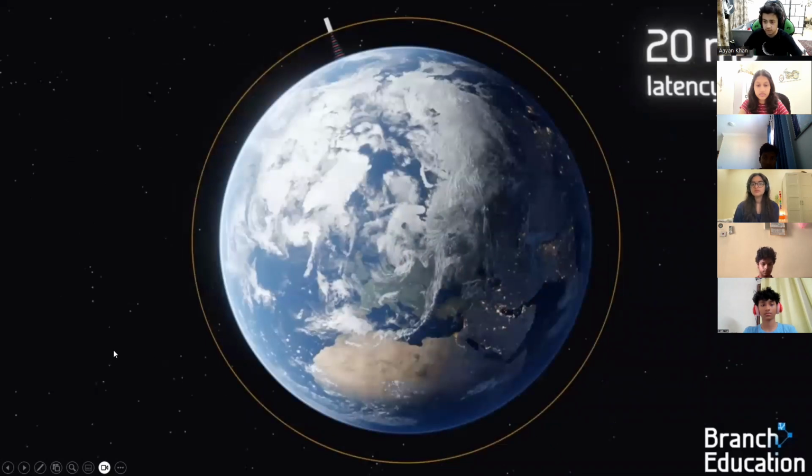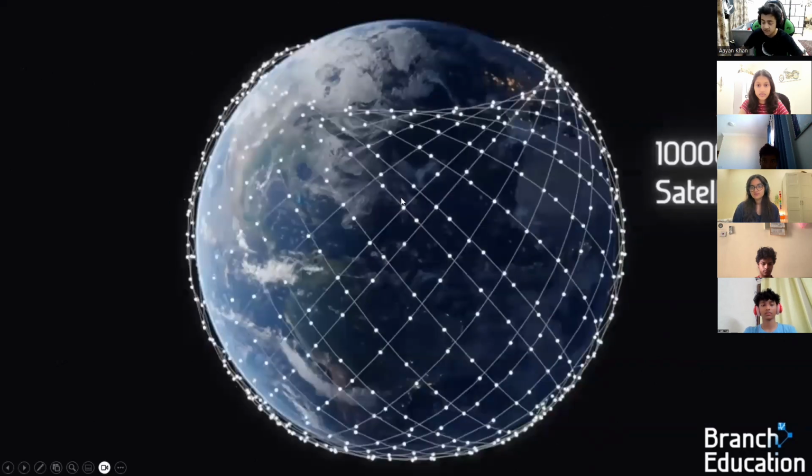Starlink satellites need to be in low Earth orbit in order to provide smooth latency and internet. As a result, the coverage is much lower. So it's smoother internet, but the coverage is lower. Therefore, 10,000 plus satellites orbiting the Earth at incredibly high speeds in low Earth orbit are required.